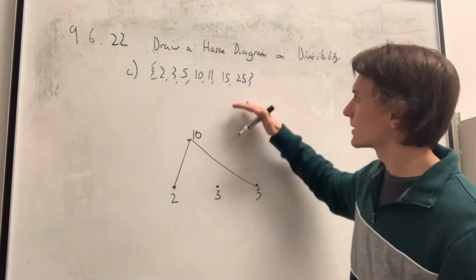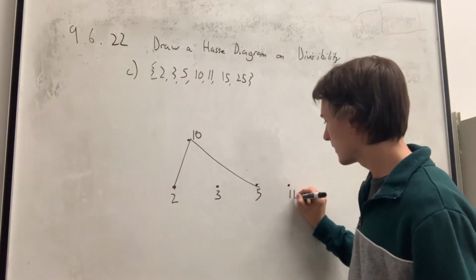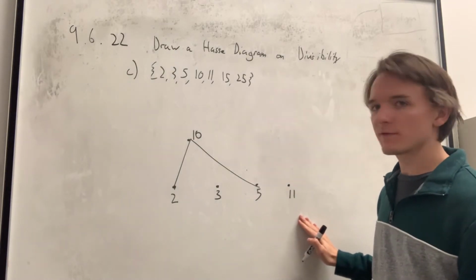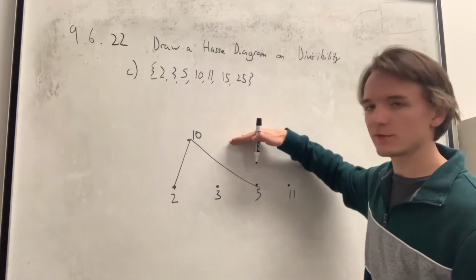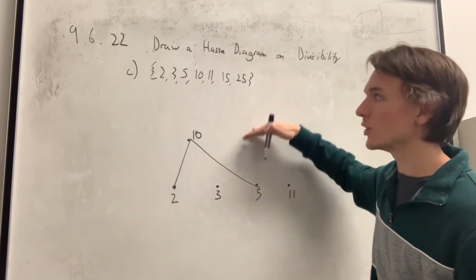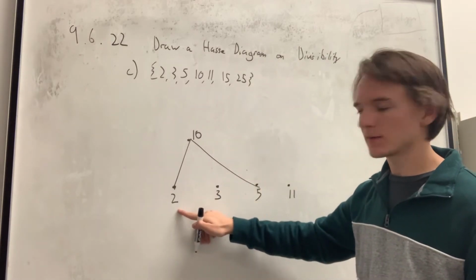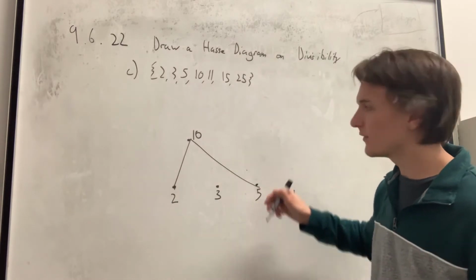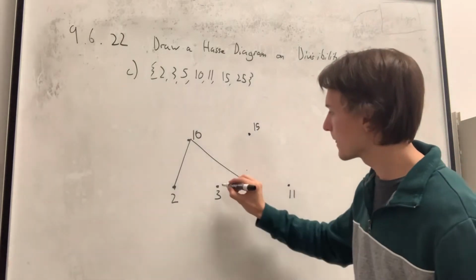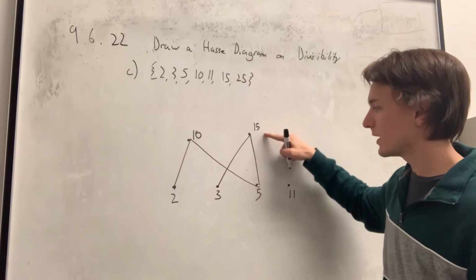All right, next, 11. Again, nothing divides 11, so 11 is going to be at the very bottom of our hash diagram, not connecting any other node. We have 15. Does 10 divide 15? No, so we're not going to put 15 on a new higher layer of our hash diagram. Does 2 divide 15? Only 3 and 5 divide 15, so 15 is going to go here, next to 10, but not connecting 10. And edges are going to correspond from 3 to 15 and 5 to 15.